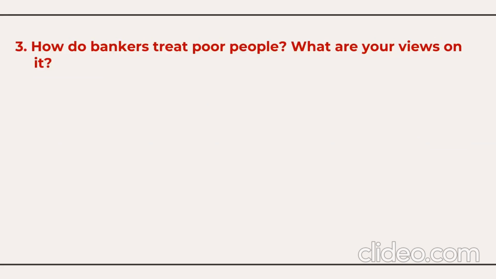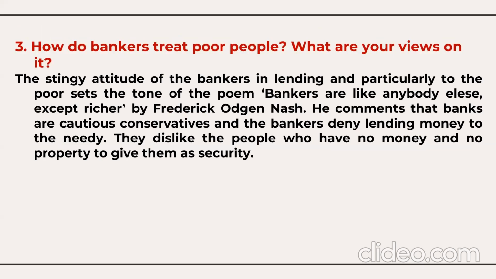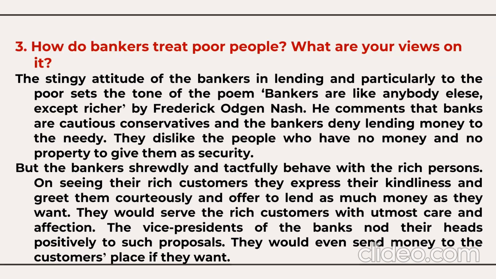Question number 3. How do bankers treat poor people? What are your opinions on it? The stingy attitude of the bankers in lending, particularly to the poor, sets the tone of the poem Bankers Are Like Anybody Else, Except Richer by Ogden Nash. He comments that banks are cautious conservatives and the bankers deny lending money to the needy. They dislike the people who have no money and no property to give them as security, but the bankers shrewdly and tactfully behave with the rich persons.